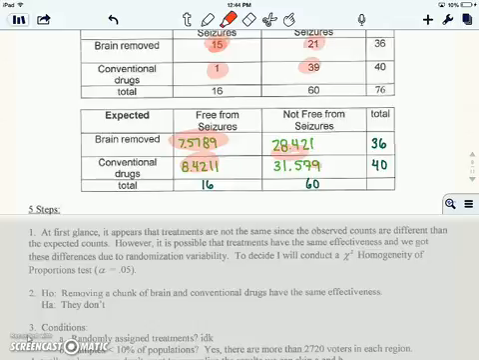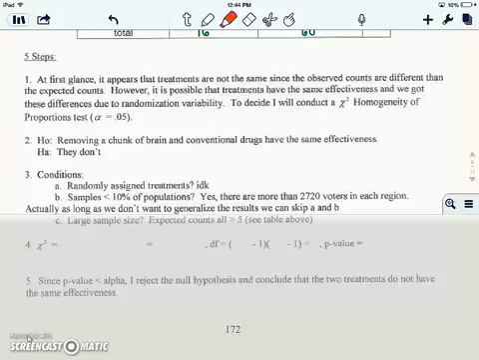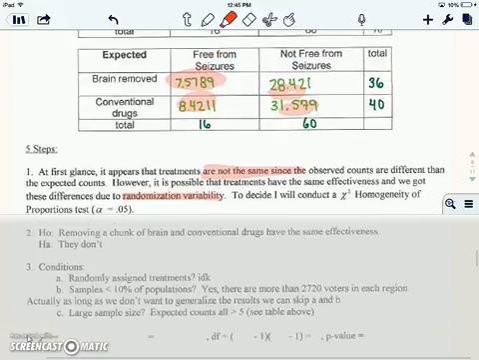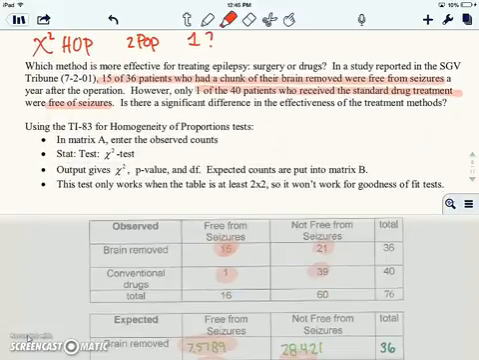So that leads us to our 5-step test. At first glance, it appears that the treatments are not the same since the observed counts are different than the expected counts. However, it is possible that the treatments have the same effectiveness, and we got these differences due to randomization variability. Again, it's randomization variability because it was treatments applied to people, not just a sample, although they're assuming that it was an experiment of doctors doing this. If they had just asked people who had these treatments instead of randomly assigning who got what, then it would be sampling.